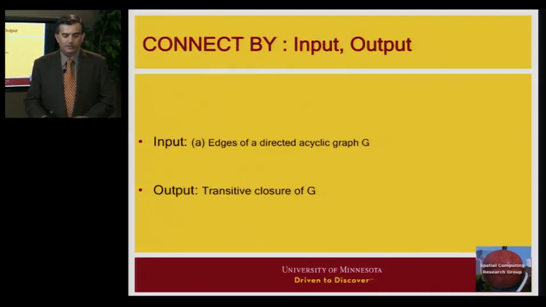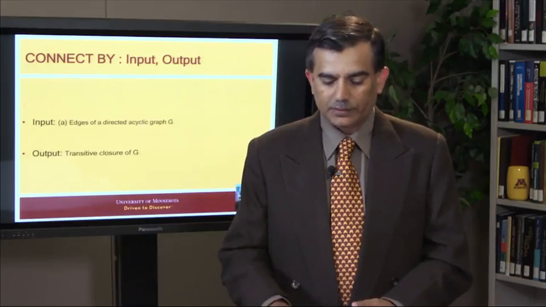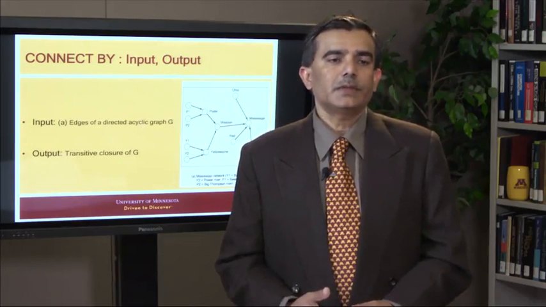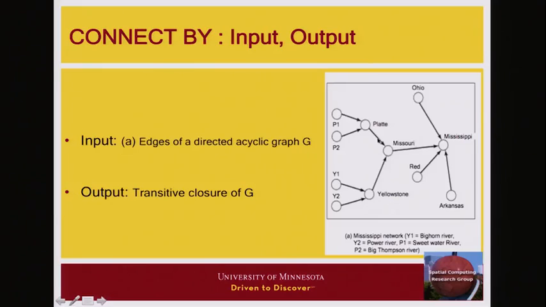So, without further ado, let us look at the connect by facility, and in this slide we are going to look at the input and output. And as you recall, the goal is to compute transitive closure. So, input is a graph, more specifically a directed acyclic graph. For example, here we are showing you the river network represented as a graph, where the nodes are rivers, such as here you see Missouri, Mississippi, and the edges, directed edges, represent falls into. So, Missouri falls into Mississippi, and that is this edge.